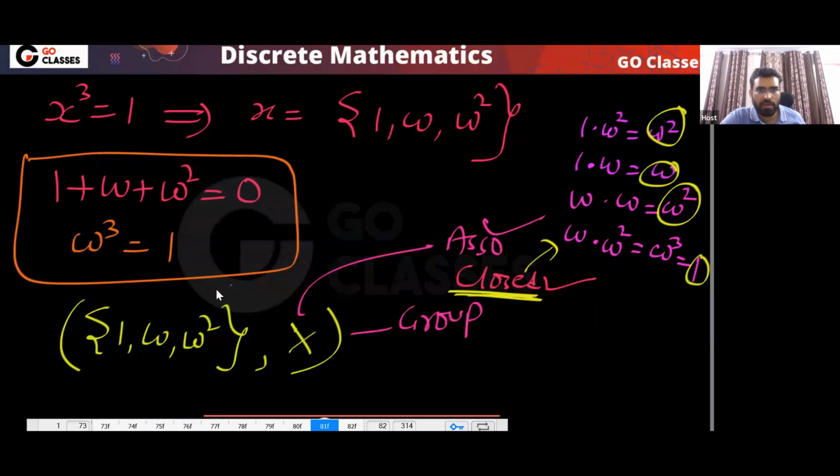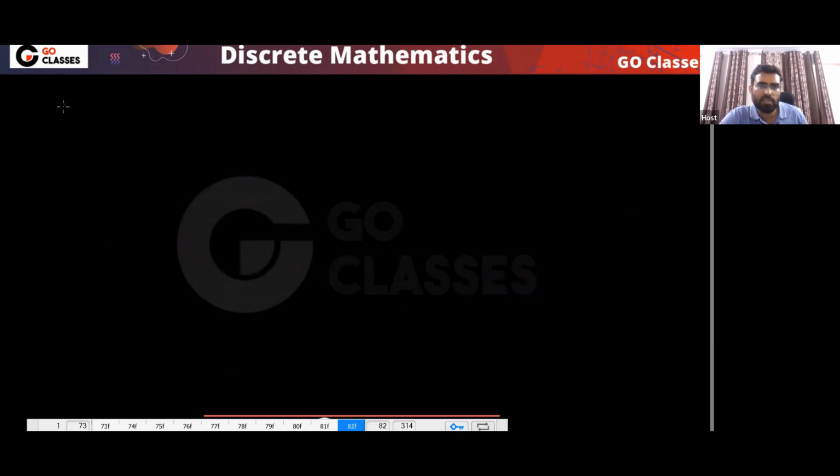Okay. Next, if you multiply omega square dot omega square, what will that be? That will be omega power 4. That will be omega cube multiplied by omega, which is omega, because omega cube is 1. Is it clear? Remember this. For example, if I ask what is omega power 4, that will be omega cube into omega. Omega cube is 1, so that will be omega.